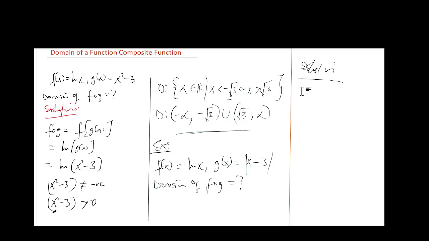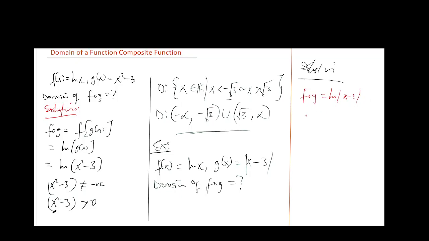So first we are going to solve for f of g, which will give us g of x in f, and our f is ln x, so anywhere we see x, we replace it with g of x. Now we are going to have ln of the absolute value of x minus 3. And this is the composition.